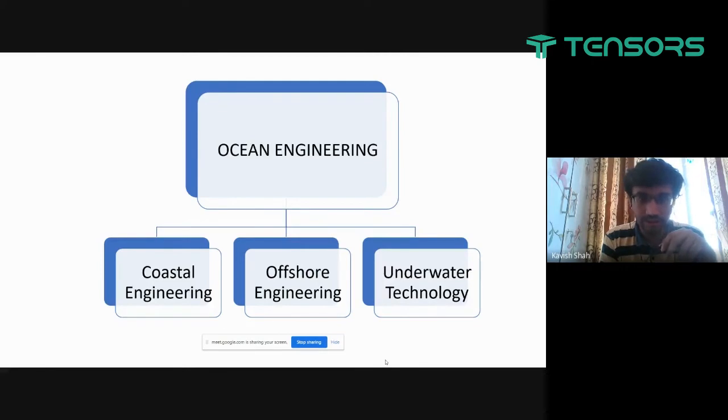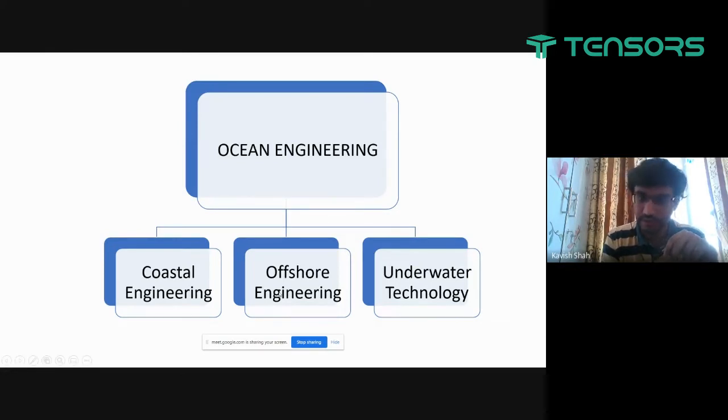Ocean engineering subjects can be broken down into coastal engineering, offshore engineering, and underwater technology. As I told you, ocean engineering is mainly related to the study of the oceans. The coastal engineering part is where we study how the ocean affects the coast, and in case of tides and floods, how we can create structures along the coast to prevent erosion of the coast, and all those kinds of studies.